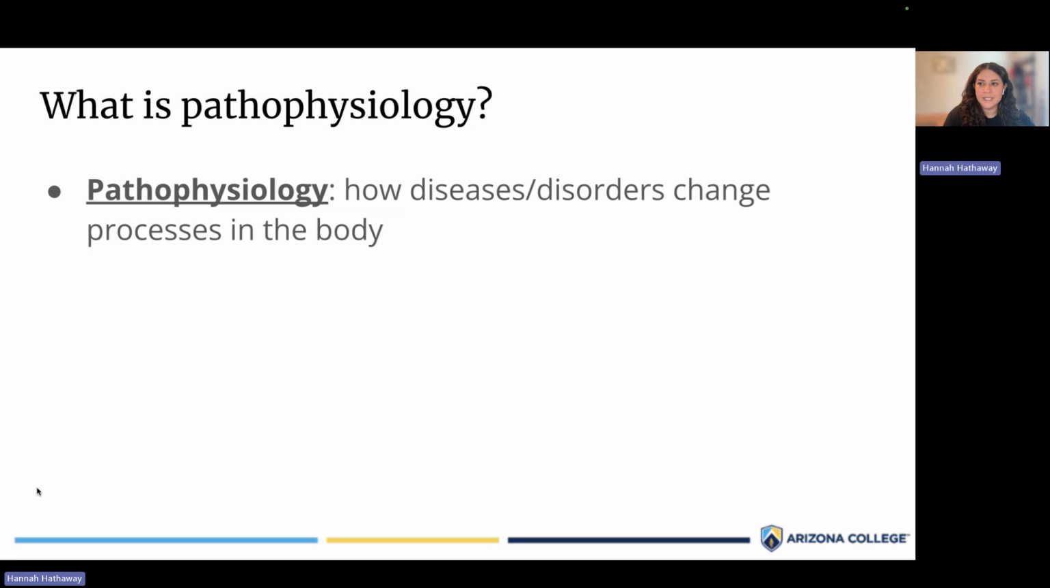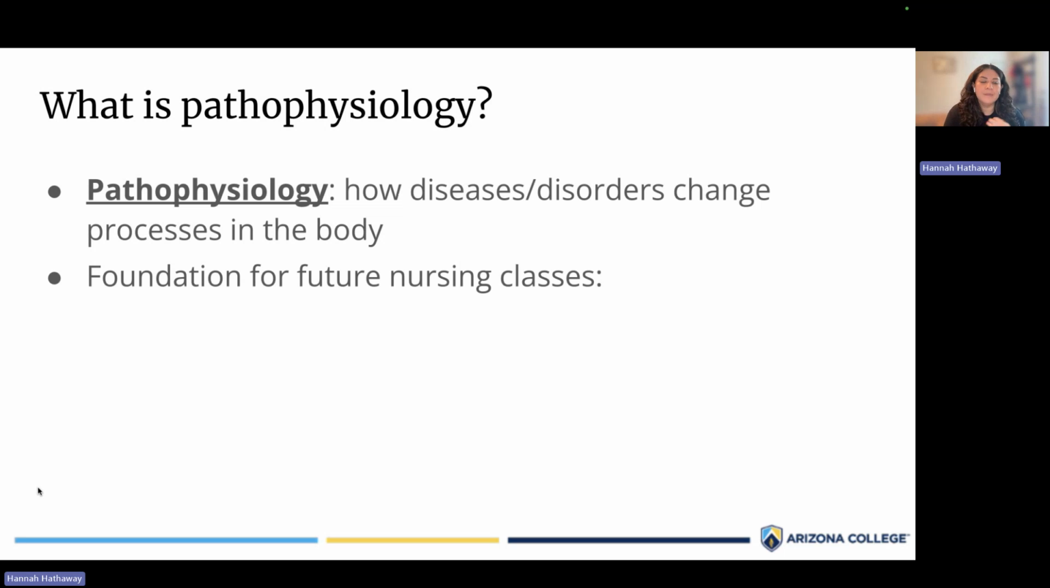The word patho itself means bad, so this is essentially like bad physiology. In A&P, you learned all about how things normally function. And now in patho, you're going to learn about how those normal functions get messed up and how that causes different diseases and disorders. So patho is a foundation for a lot of your future nursing classes.